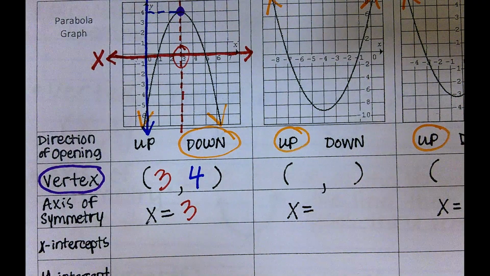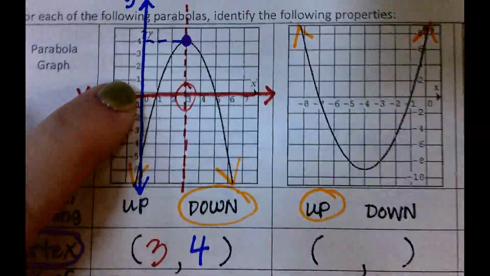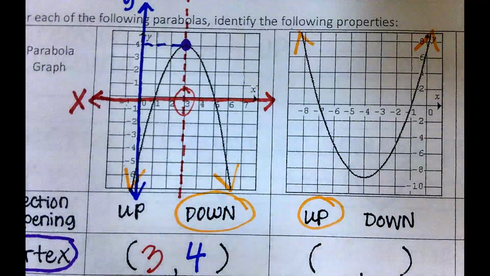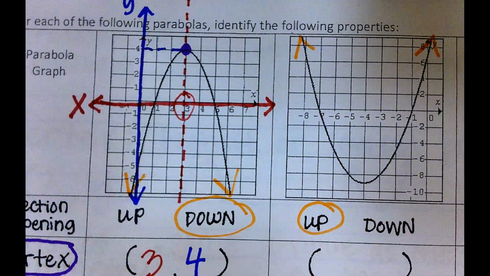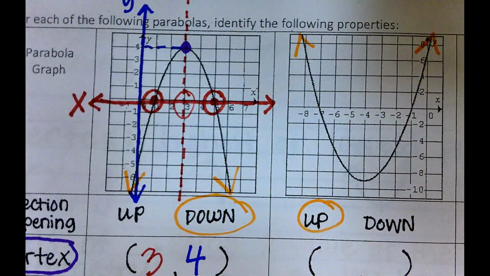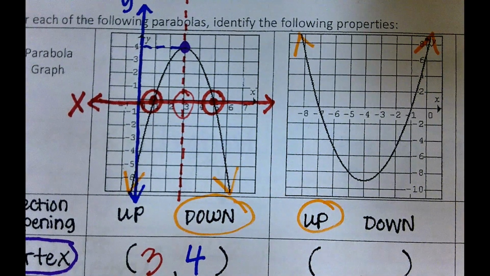Now let's find our x-intercepts. We're looking specifically at the graph, the black line of the parabola. Where does this actually touch the x-axis, Deanna? 1 and 5. Good. So I'm going to circle those in red, or I'm going to mark the points. Here's 1. Here's 5. So we'll say x equals 1 and 5.